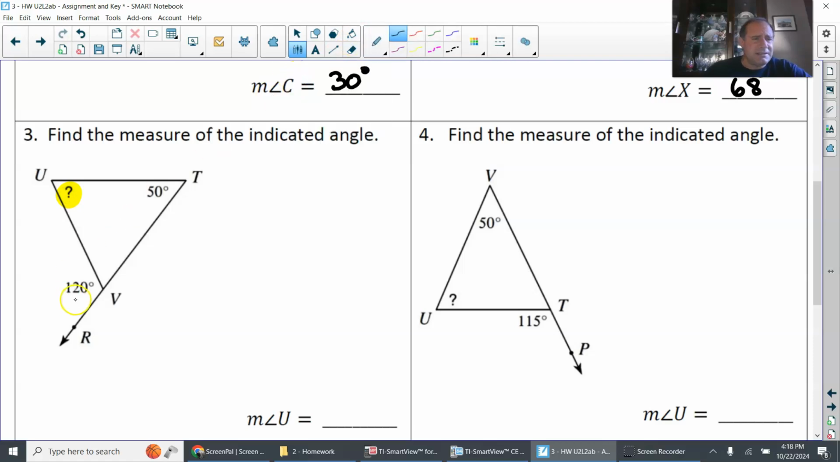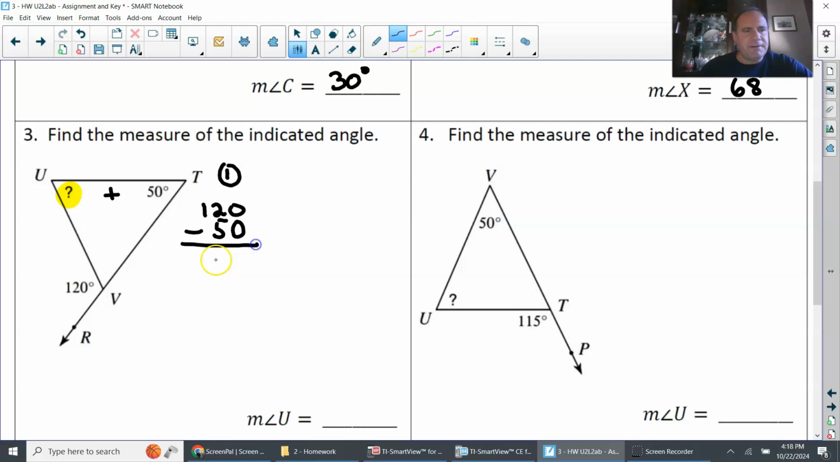So that is an interior angle, but just remember the two non-adjacent interior angles, when you add them up, the question mark plus the 50 has to equal 120. So the first way to do this is to just subtract 120 minus 50. 120 minus 50 is 70 degrees, so that's a fast way of getting the measure of angle U.